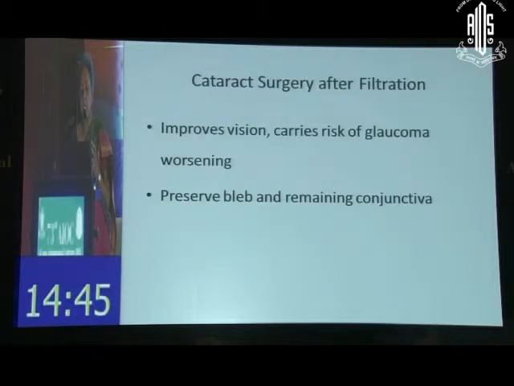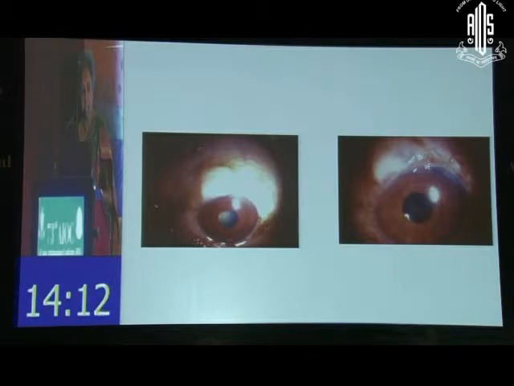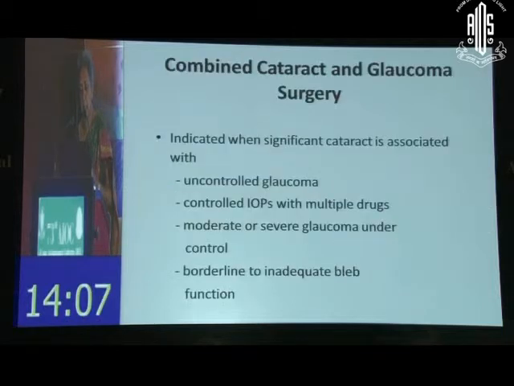The other option is to do the filtration surgery first, then do the cataract. But cataract surgery improves the vision, though at a risk of worsening the filtration. So preserving the bleb becomes an important thing. Ideal again will be clear corneal phacoemulsification. Post cataract surgery, you can consider 5-FU injections to minimize the scarring, or one can go for topical steroids. This is the slide that shows the pre and post cataract surgery in a pre-existing bleb.